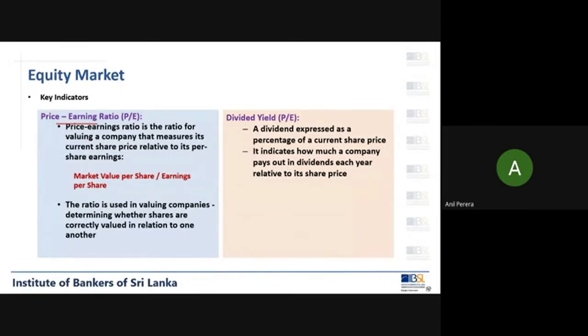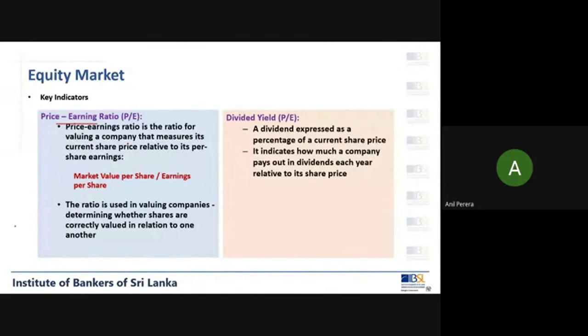PE ratio is the price earning ratio. It is used to value a company based on the current share price and its earnings. You look at the current share price of a company and their earnings to see whether that company is doing well, whether it is valuable to invest or it is undervalued. Whether you should invest, whether it would be a profitable thing, can be measured by this PE ratio.